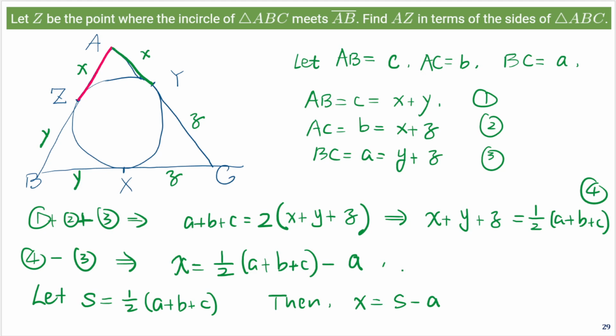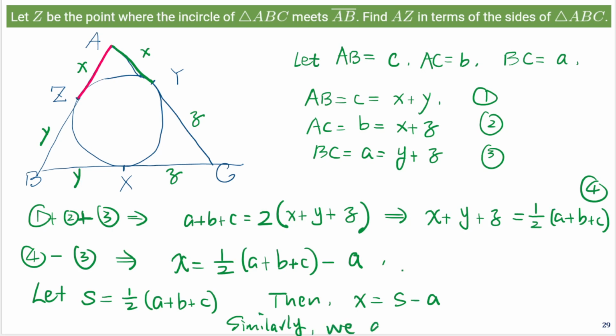So this actually gives us a relationship between X and A. Also, similarly, you can use the same method to show that Y equals S minus B, and Z is actually S minus C. Did you get it? This is a relationship between X, Y, Z, and A, B, C.